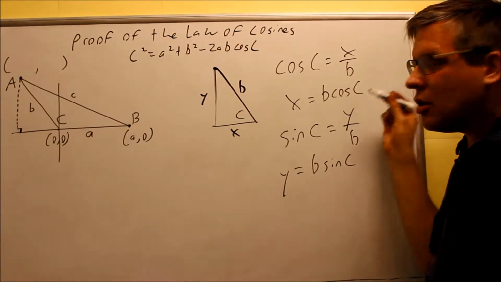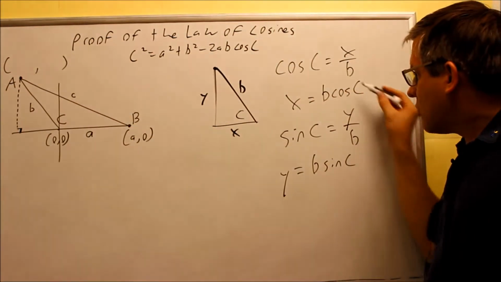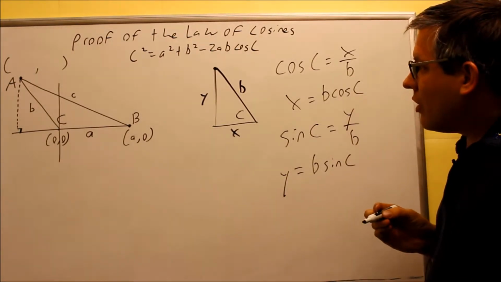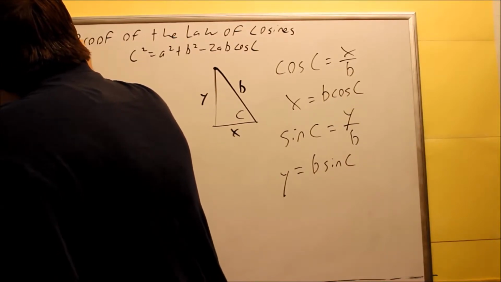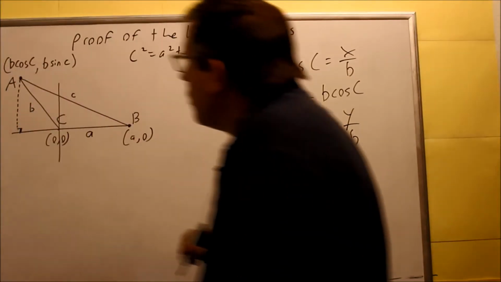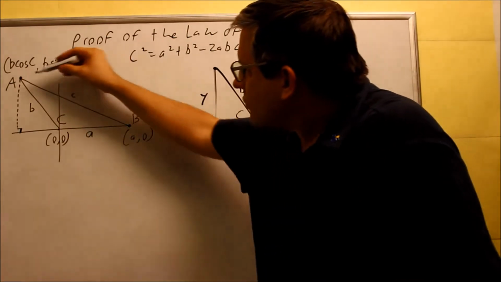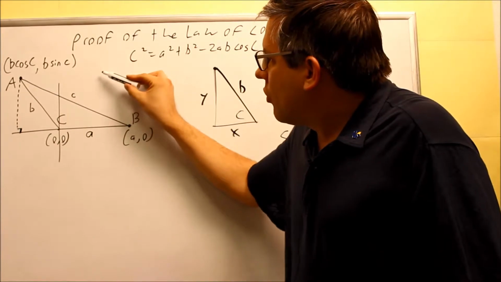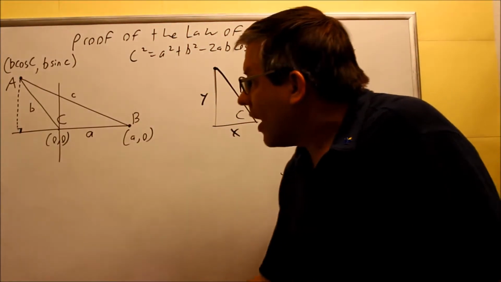So actually now you see it doesn't really matter if C goes beyond 90 or not. Cosine of an angle that's more than 90 is going to give you a negative anyway, so that's going to take care of the x. So right here, this is going to be b cosine C and b sine C, and that's going to be the coordinates for A. Again, whatever the angle is here, whether this is in the first quadrant or second quadrant, doesn't matter. That will be the correct coordinates for that point at A.